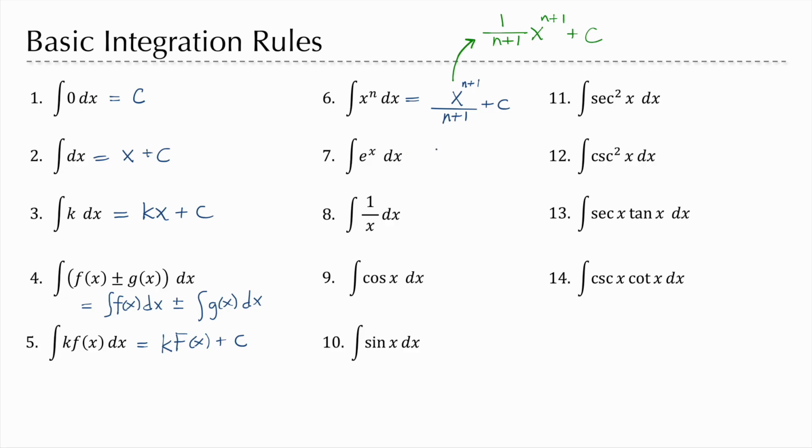Now, looking at number 7, this of course is saying, what did we take the derivative of that gives us e to the x? Well, obviously that would be e to the x because it is its own derivative. So that would be its antiderivative.